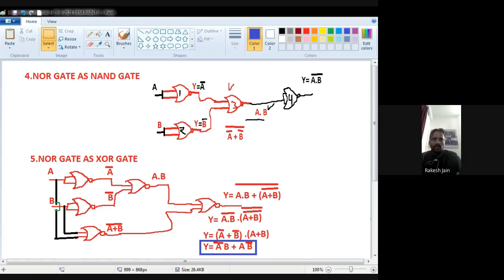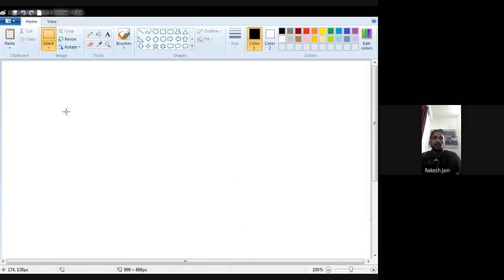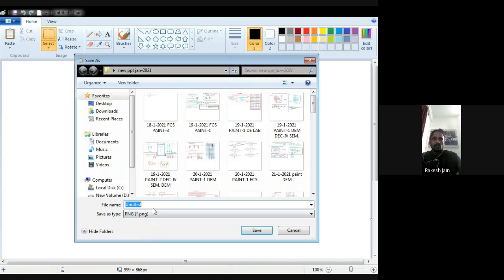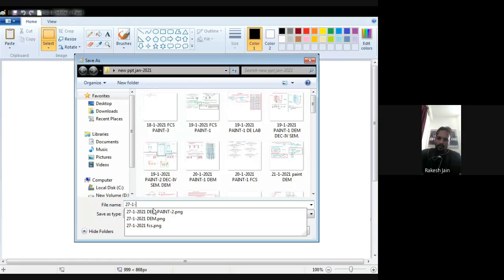Now we see finally NOR gate as a XNOR gate, and then our NOR gate as a universal gate topic will be completed. So now I am going to tell you how a NOR gate will behave as a XNOR gate. See very carefully.